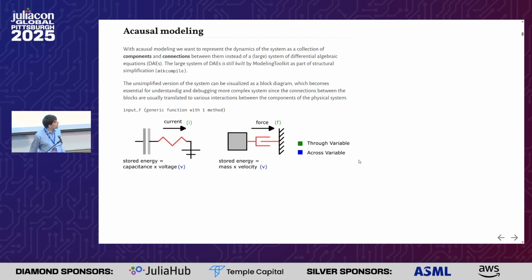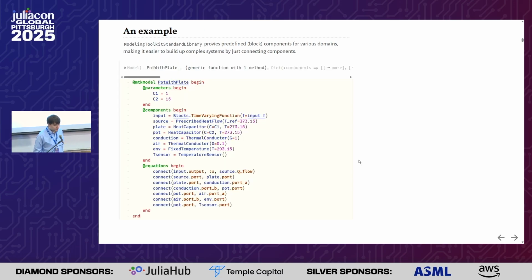And the important part here is that we can visualize these connections and components in a graphical manner with block diagrams. And this ability to visualize our system in this way instead of just looking at the equations can provide a lot of physical insight into understanding how the system works and how it behaves.